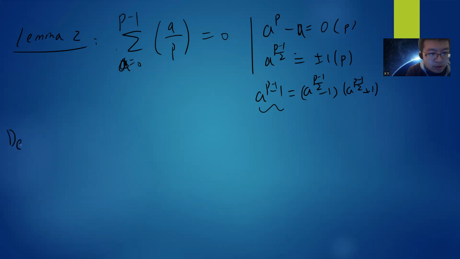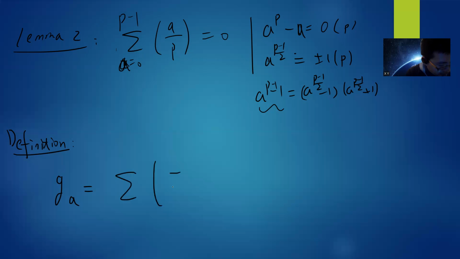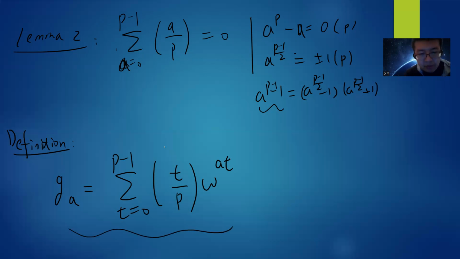Now we can go to our beautiful definition. This is the Gauss sum, which is really weird. We define G_a to be the summation over t from 0 to p-1 of (t/p) omega^(at). This is called the quadratic Gauss sum.